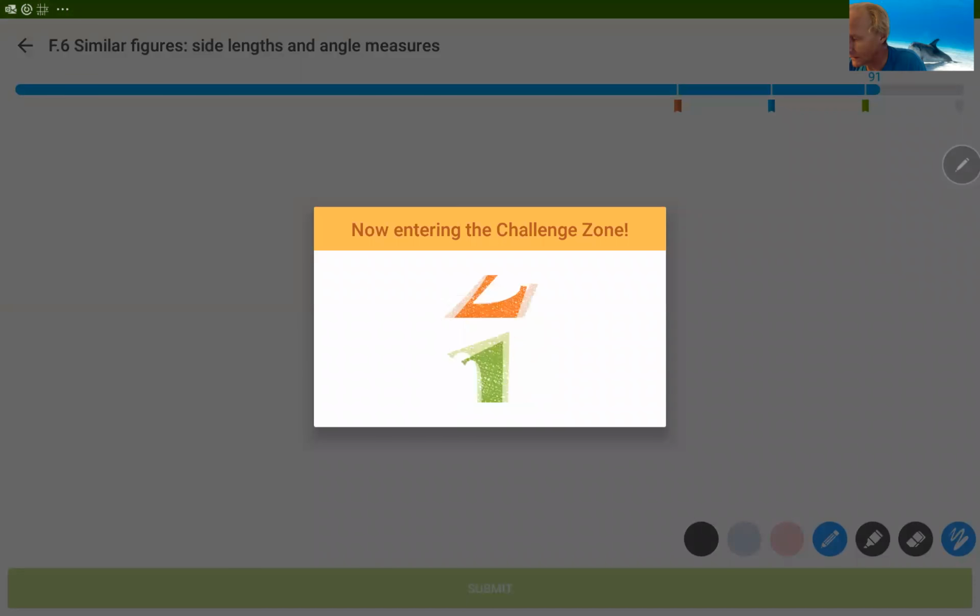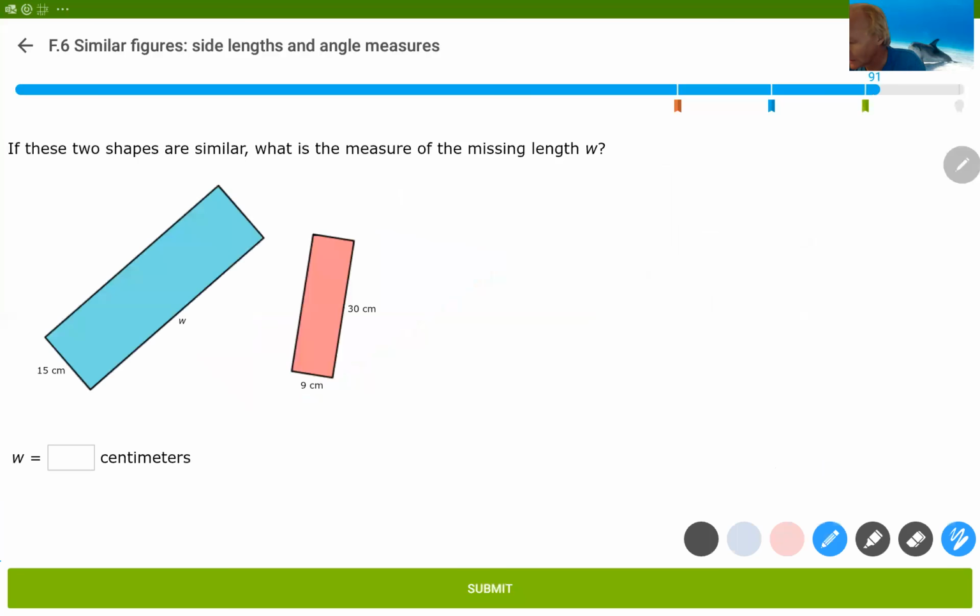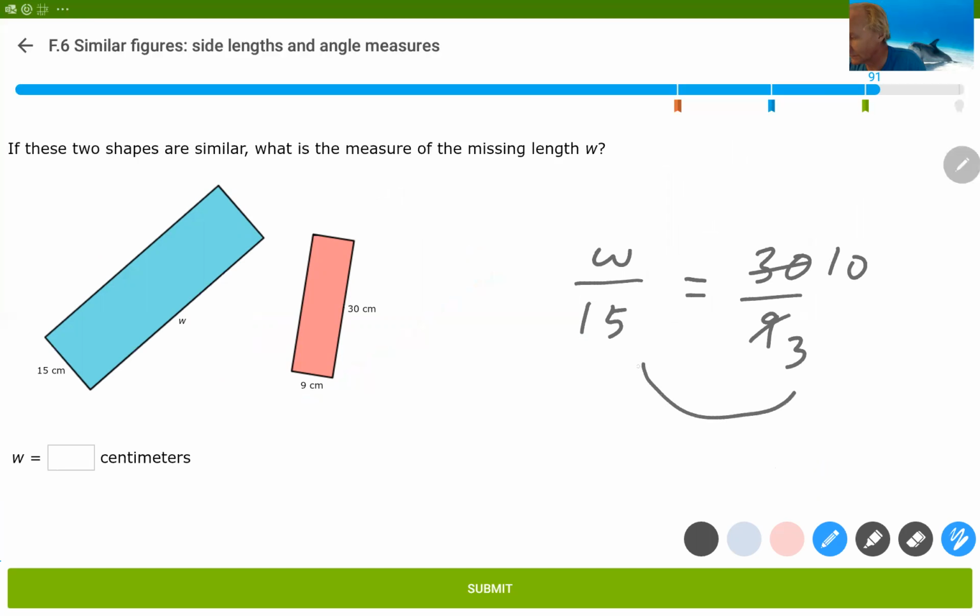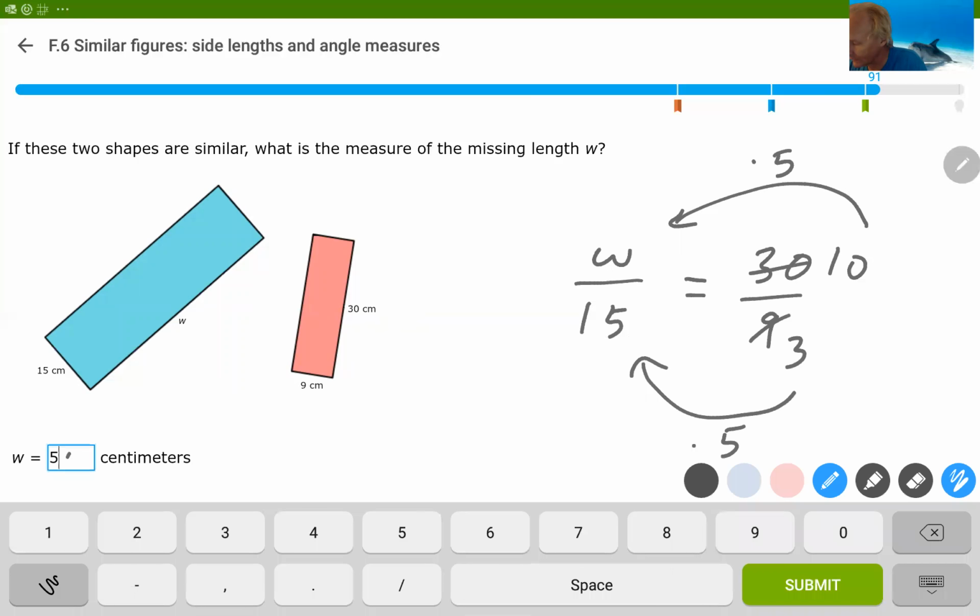Oh, okay, looks like we got a couple more. All right, looks like we have W over 15. W is to 15 as 30 is to 9. And we could simplify this. That's going to give us a 3 dividing by 3. And that means that we multiply this one by 5. We have to multiply the denominator or the numerator by 5 to give us 50. And that seems reasonable.